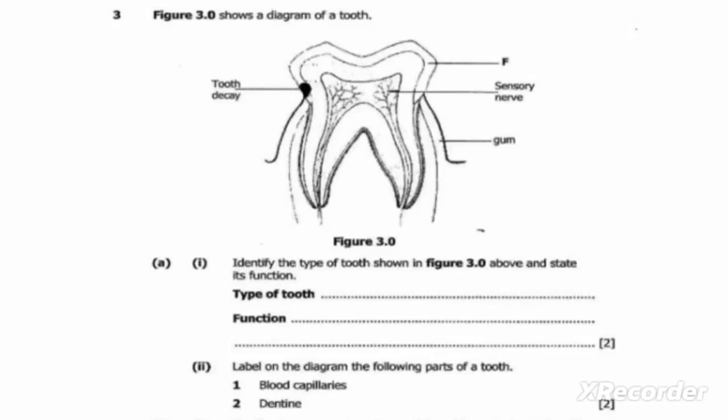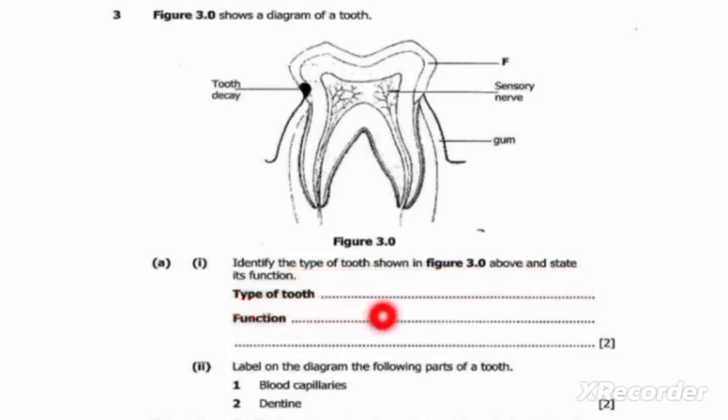We shift to the next question, which is question 3. Figure 3.0 shows a diagram of a tooth. So we can see sensory nerve, tooth decay, and gum. The question continues. Question 3a, Roman numeral 1. Identify the type of tooth shown in figure 3.0 above and state its function.